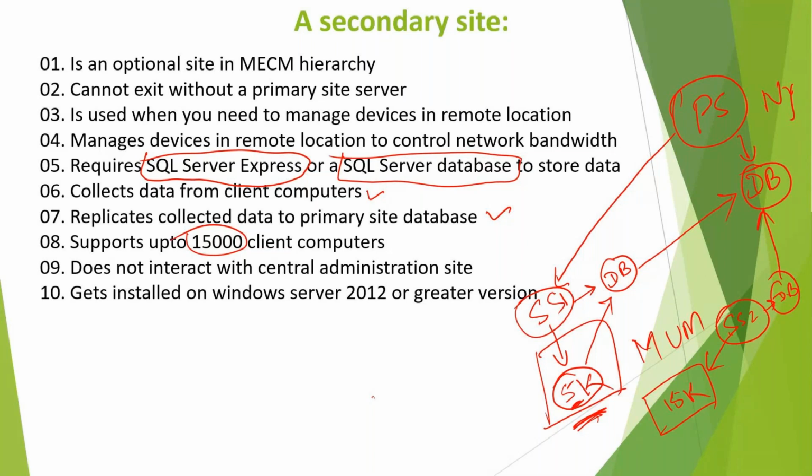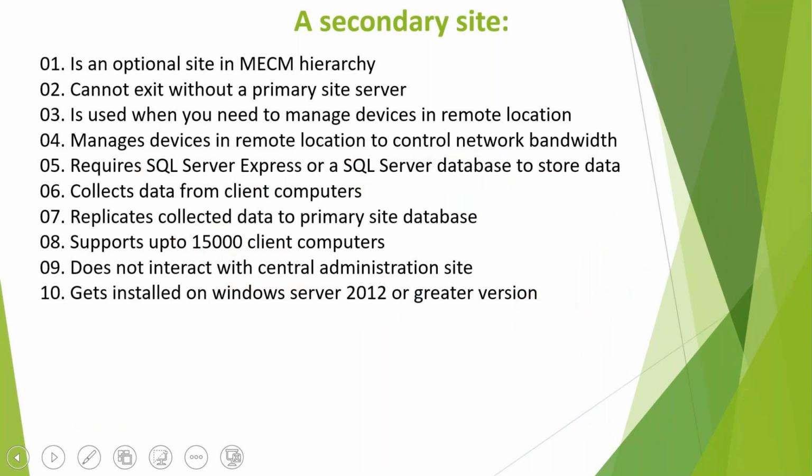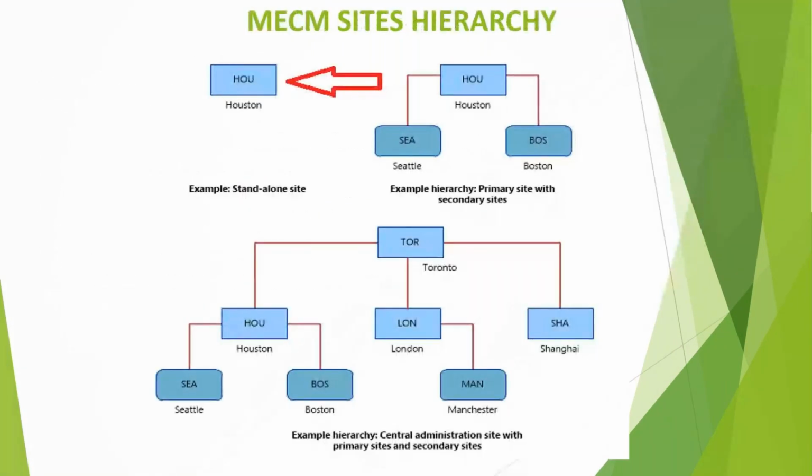It does not interact with central. Central will be on the top in case it is there. If it is not there, then that's not the case. But even if you have central, central will have communication with primary, but it will not have any communication with secondary. And it can be installed on Windows Server 2012 or greater. So basically what we have seen so far: central administration site, primary site and secondary site. But primary is the heart of SCCM. So you have three kinds of architecture.